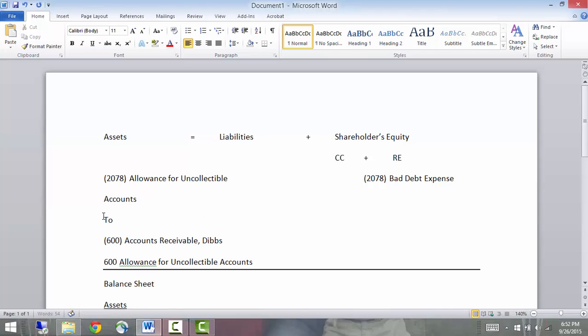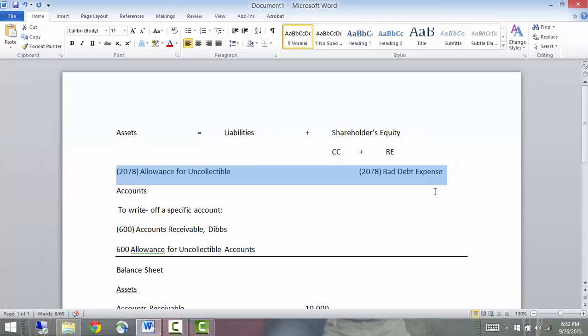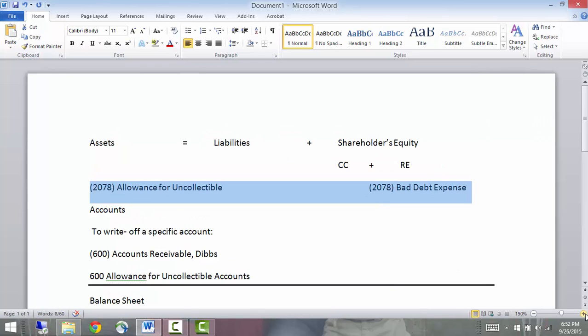I want to say this is what we do to write off a specific account. We only write off a specific account when we know that customer is not going to pay us. And say this was in 2014, we're going to estimate that bad debt expense so that it shows up on our 2014 income statement, right? And we don't find out for several months that this customer is not going to pay us.